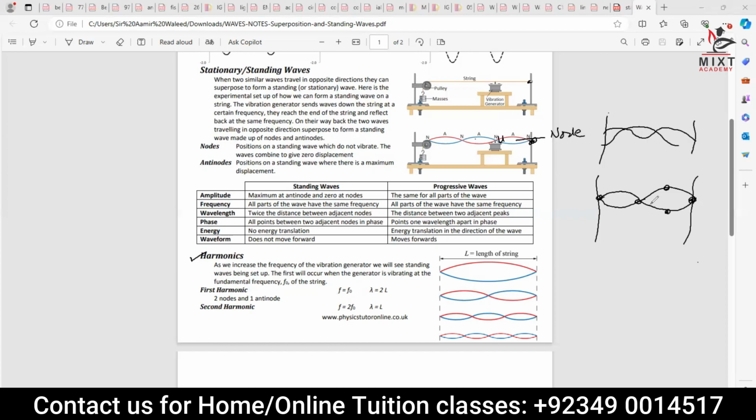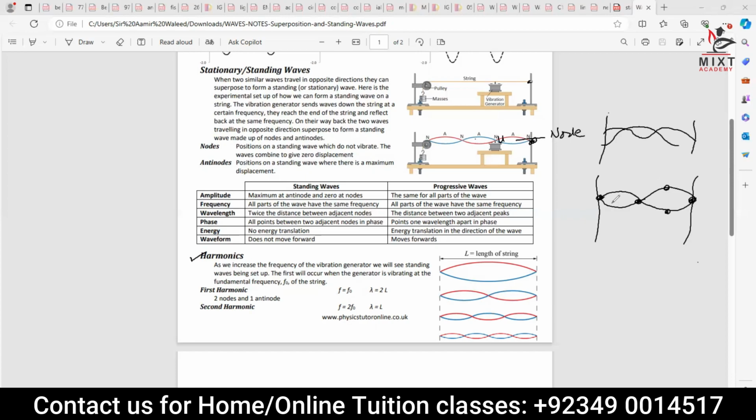At the starting and the ending? Yes, not starting and the ending. These are the nodes, where they meet each other, or you can say they superimpose in such a way that the resultant is zero. That's where we call them nodes. And so it's destructive.